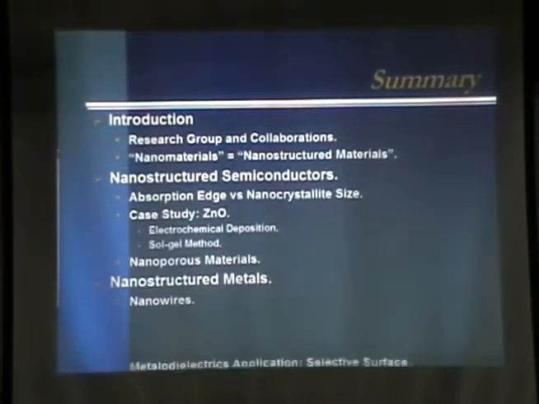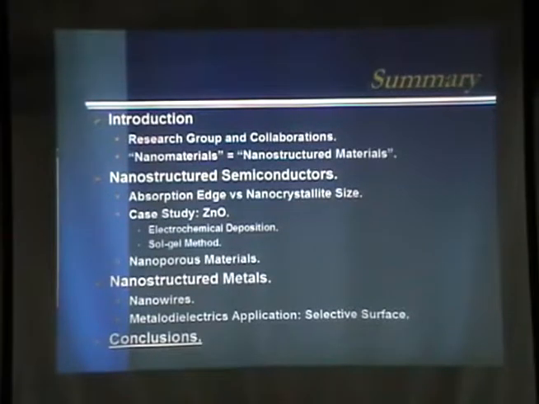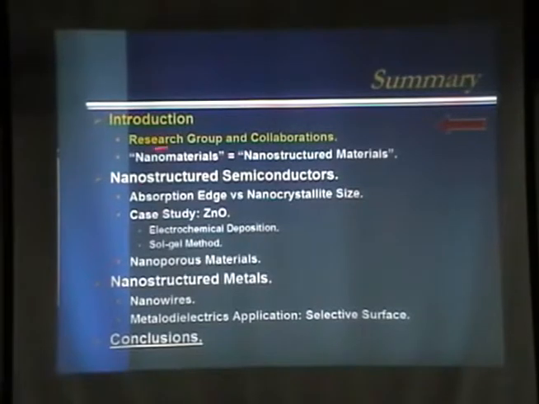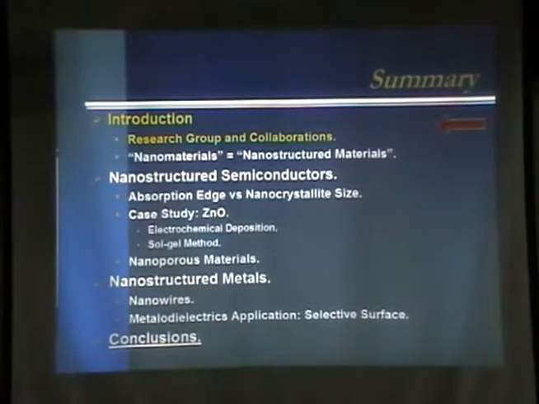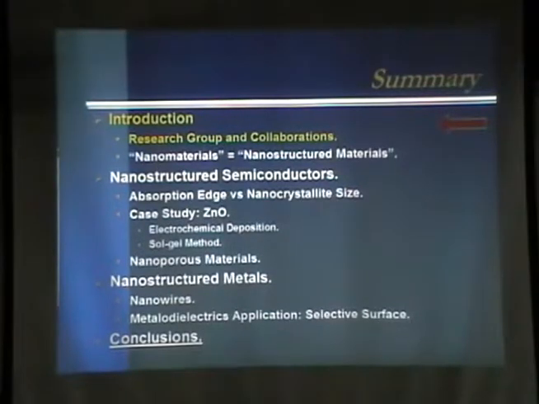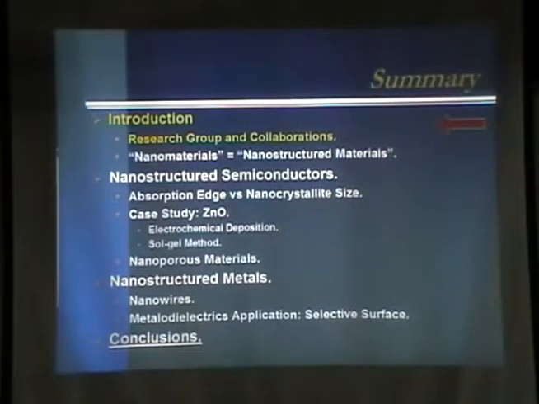Then the summary of this talk, if I have enough time to tell you, is first of all to introduce the research group, then talk in general about nanomaterials, definitions and general concepts, and then some examples, first about nanostructured semiconductors, where I will center the main part of the talk on zinc oxide, a material that is currently being highly investigated all over the world. And then at the end of the talk, nanostructured metals. The guide of the talk is results of our group, right? Some general results of our group, mainly on optical properties.